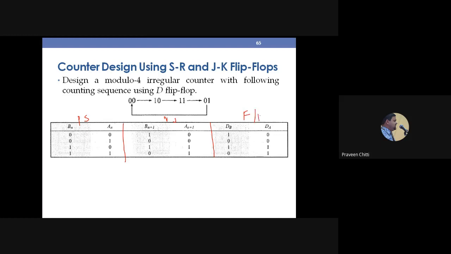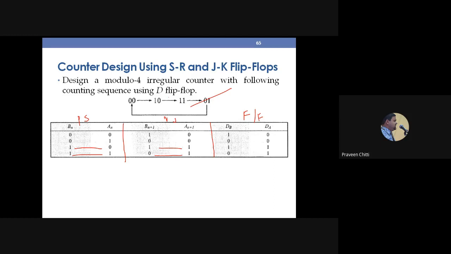Which flip-flop are we using? D flip-flop. So you have only 2 inputs. Again, if you use JK or SR, you would have got 4 inputs. So 00 is going to 01, 01 is going to 10, 10 will go to 11, and 11 will go to 00. I have written here 00, 01, 10, 11. According to the state table, you have to write what is the next state.